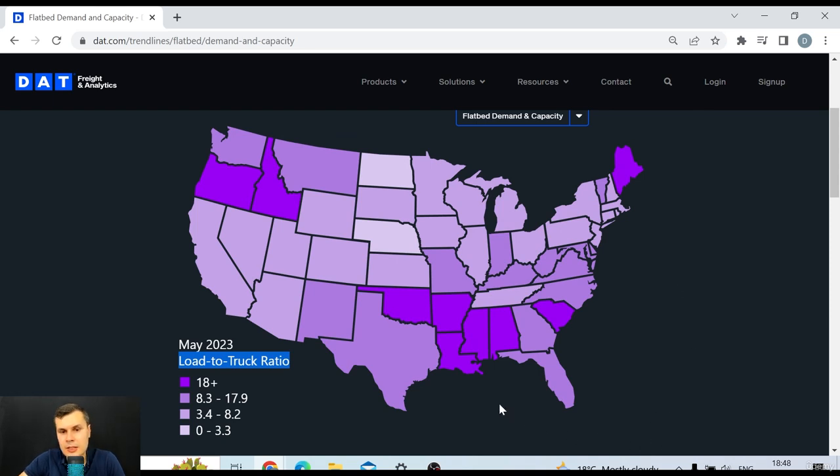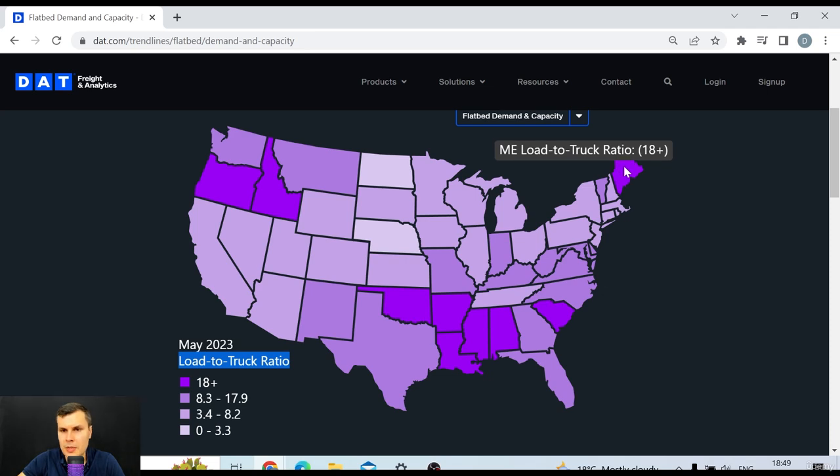So we can see the darkest colors on this map are here in the southeast: Louisiana, Mississippi, Alabama, Arkansas, Oklahoma. All of these states will pay a rate above market average coming out of this state. Also South Carolina and a few other states in the north, Idaho, Oregon. There's not enough flatbed trucks in this area, so if you have a truck in Oregon or Idaho, you can expect a higher than average rate.